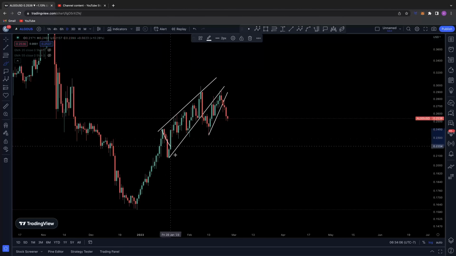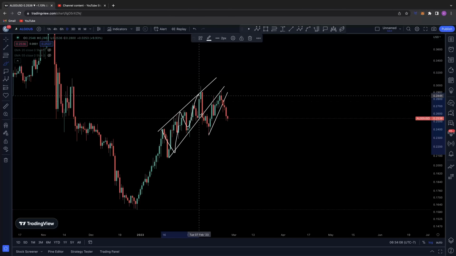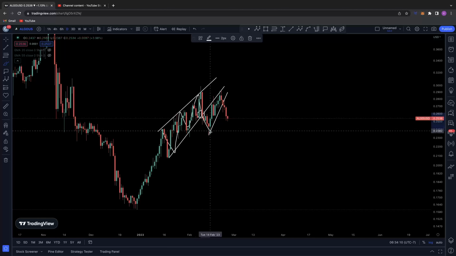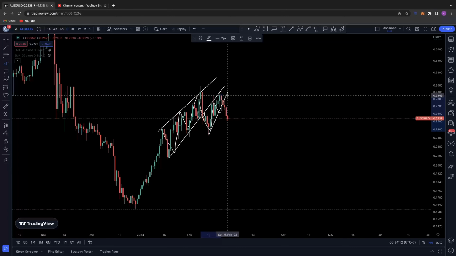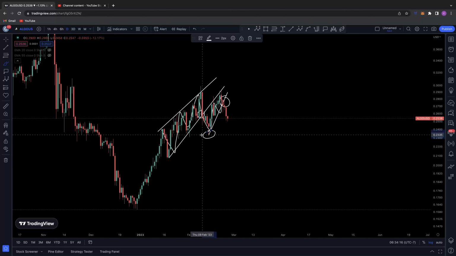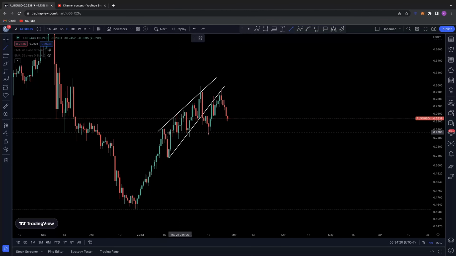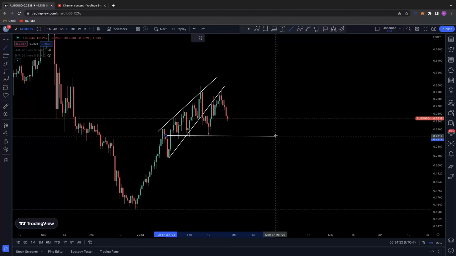You've got a rising wedge here between support and resistance. We lost support of that rising wedge and started to form a new one. Okay, and right now you've lost support of this rising wedge, so the technical target brings you back down to 23 cents. Okay, so that's a very key area of support we need to keep an eye on for Algorand at around this 23 cent mark.